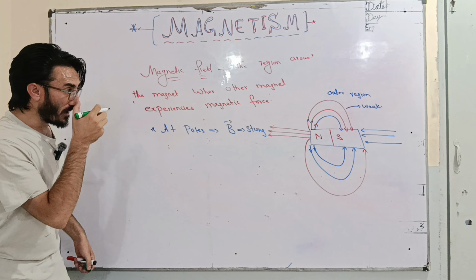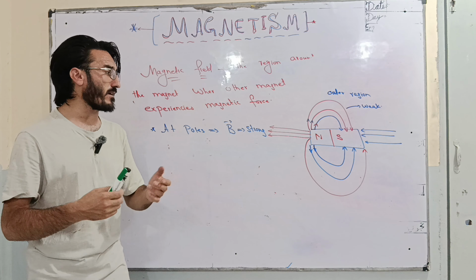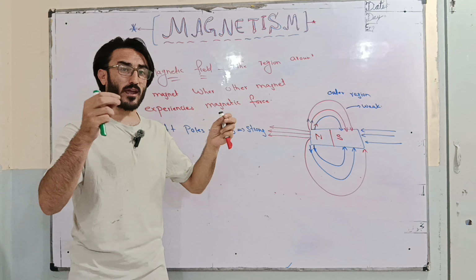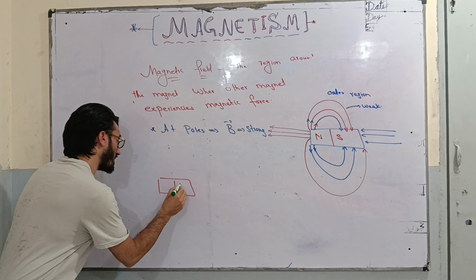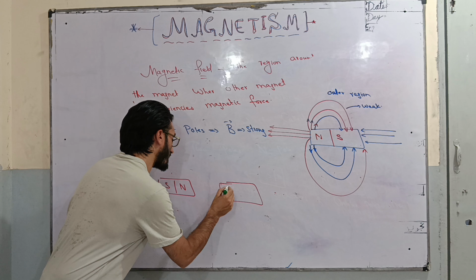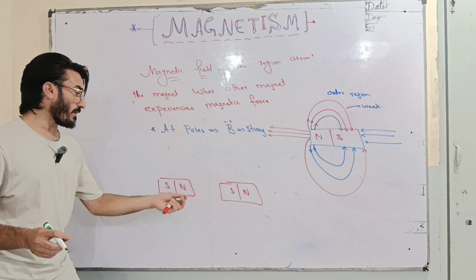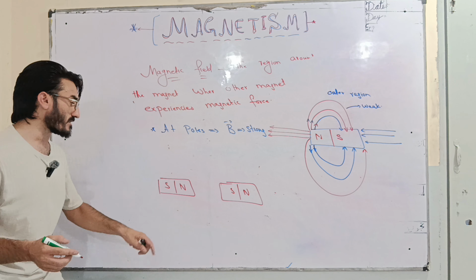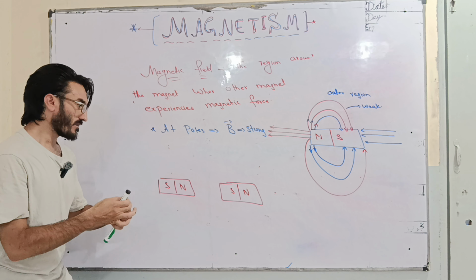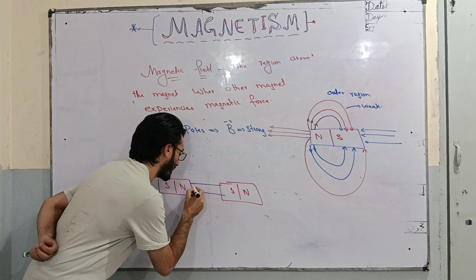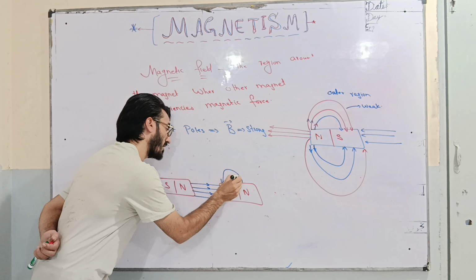Now, suppose we have two bar magnets. How can we represent the magnetic field lines for two bar magnets? It depends on the poles. For example, if we have two magnets, one is north and south, and the other is again south and north, we can easily draw the magnetic field lines just like this. Magnetic field lines start from the north pole and end in the south pole. These are two opposite poles, that's why these two magnets attract each other. Outside, the lines also start from the north pole and end in the south pole.